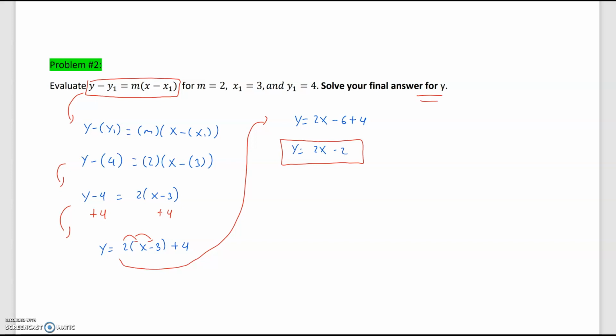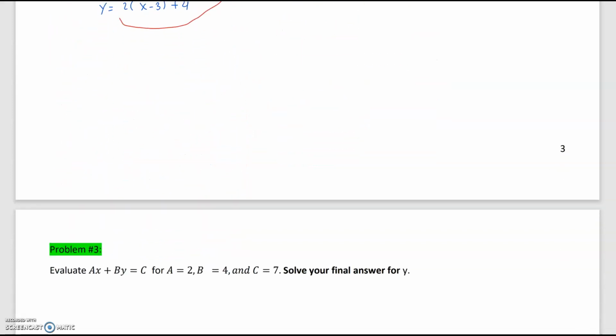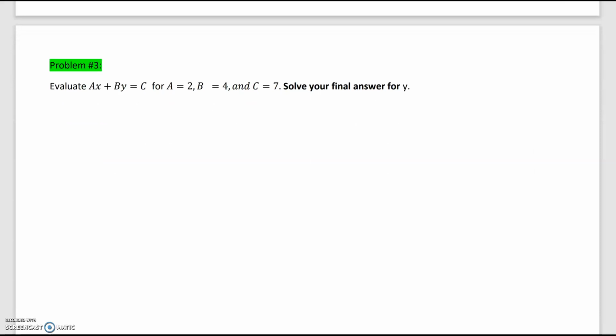Let's move on to problem 3. In problem 3, we have an A, B, and a C. And let me just put parentheses on all of those. So technically A, x plus B, y is equal to C. And they also want us to solve for y. So A, it's a 2. x plus B is 4. y, this is equal to technically 7 on the right hand side.